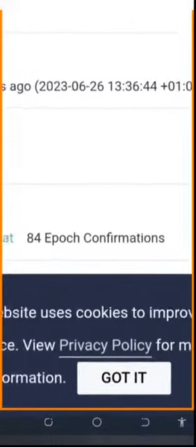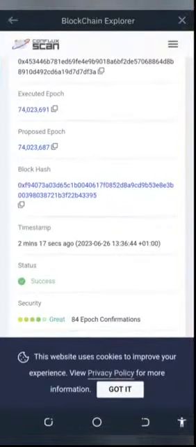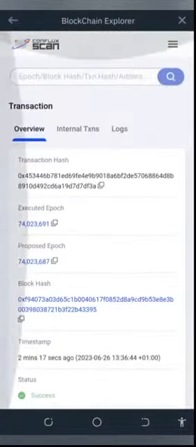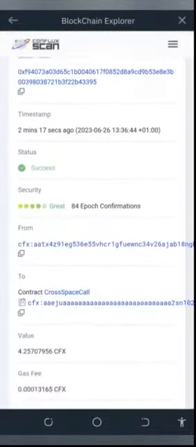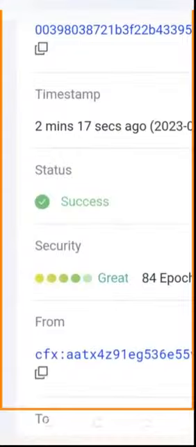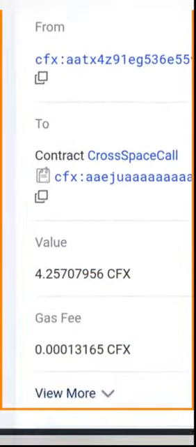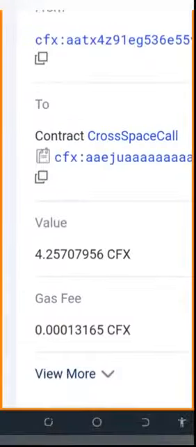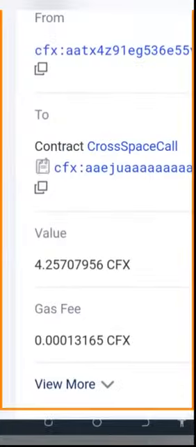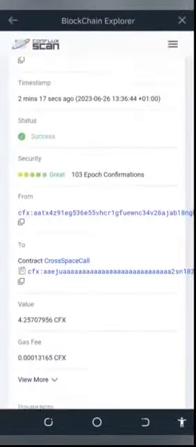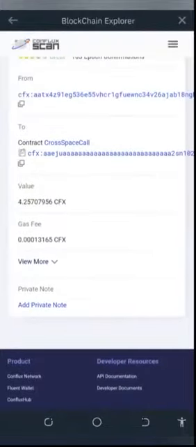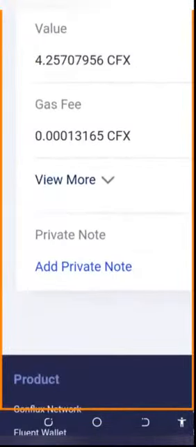All right. So we're still waiting. Got it. Okay. We're still waiting. I just saw success here. Okay. So if we say success, we may just have to wait a little while to see what's going on. You can see everything is here. All right. So we can see that it's 4.257 CFX, because don't forget it has to take its own trading fee. Everything is here.